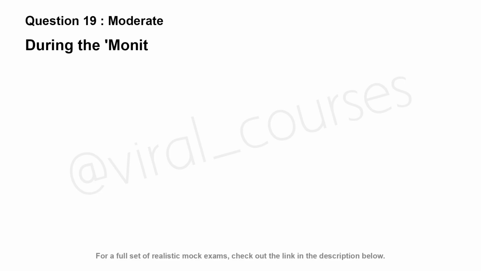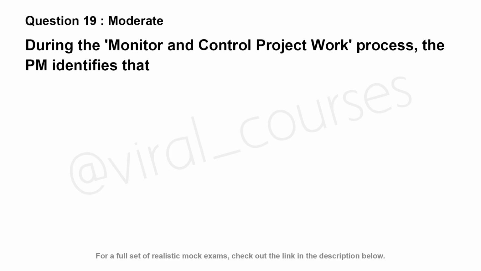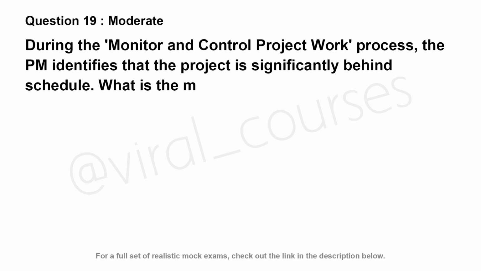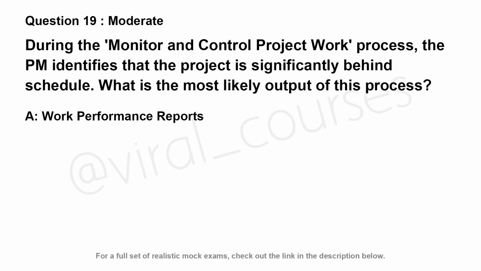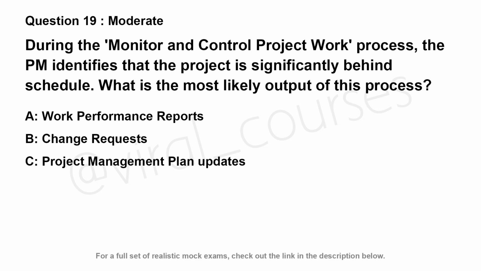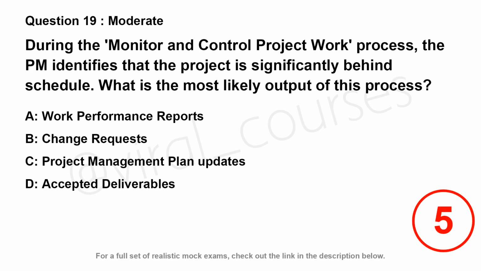During the monitor and control project work process, the PM identifies that the project is significantly behind schedule. What is the most likely output of this process? Option A. Work performance reports. Option B. Change requests. Option C. Project management plan updates. Option D. Accepted deliverables.